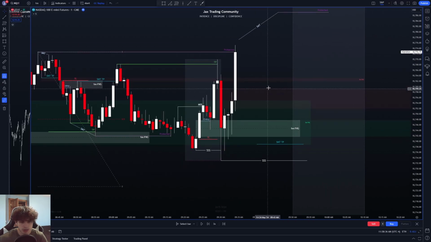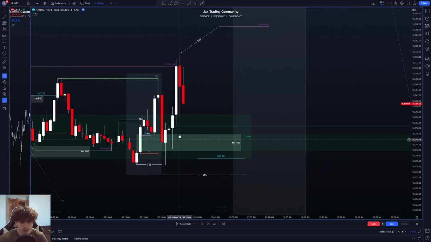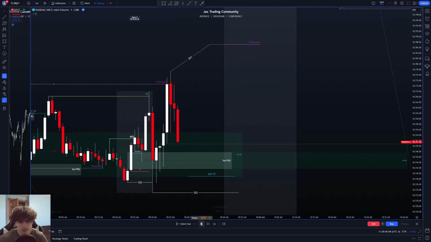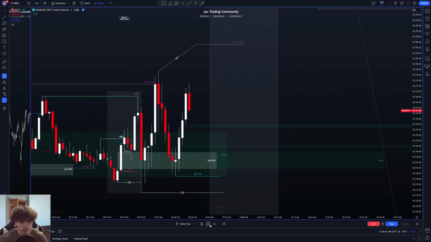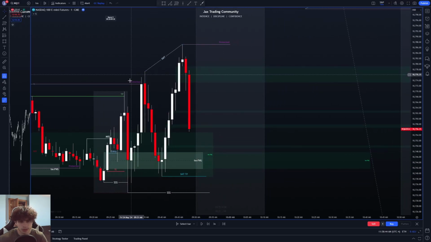You see, everything is playing out perfectly. And this 1 minute was respected. So now the objective's taken. I would wait for a little bit more structure. So we come up and we form this SMT with displacement down. This SMT TP is where price should go next.